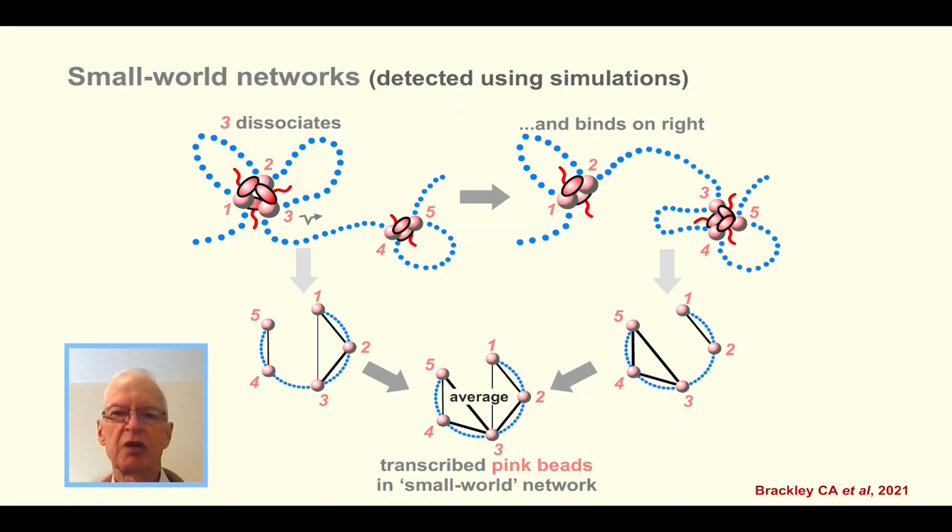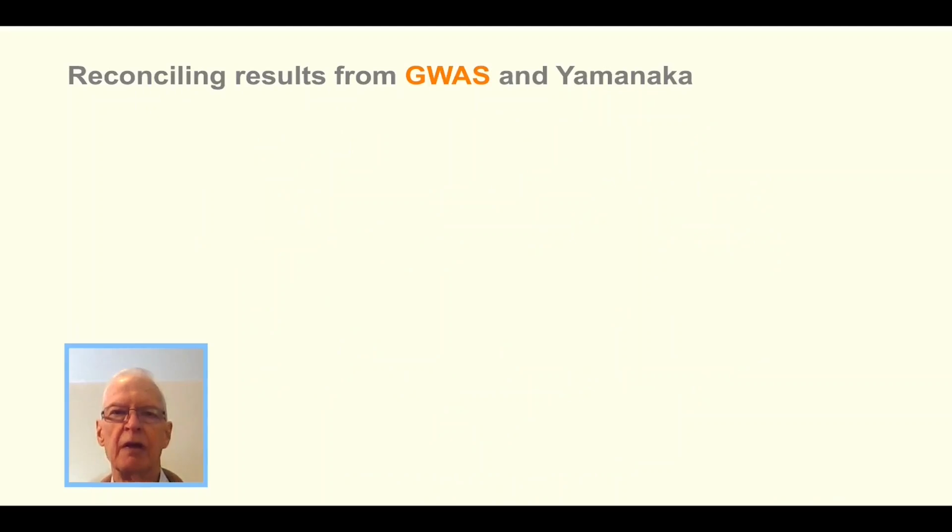This network is a small world one, and one way of looking at the small world nature is to say that 1 and 5 are far apart on the genetic map, and yet they're connected by only 2 black edges. And it's well known that gene expression networks are small world ones.